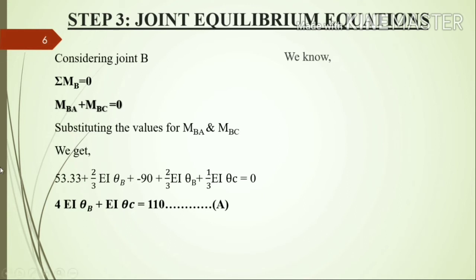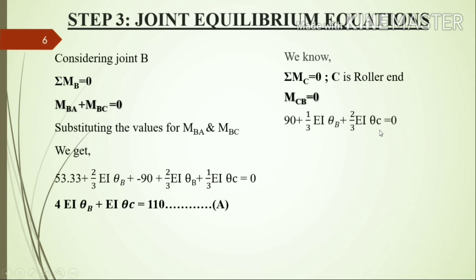So this is equation number 1. So we need one more additional equation to find the 2 unknowns. We know that the support C is a roller support. For roller support, we know the value of moment is 0. So sigma MC is equal to 0. Sigma MC equal to 0 means MCB is equal to 0. There is only one member at the joint C, MCB. Since C is a roller support, MCB is equal to 0. Moment along the C support is 0. That is MCB is equal to 0.